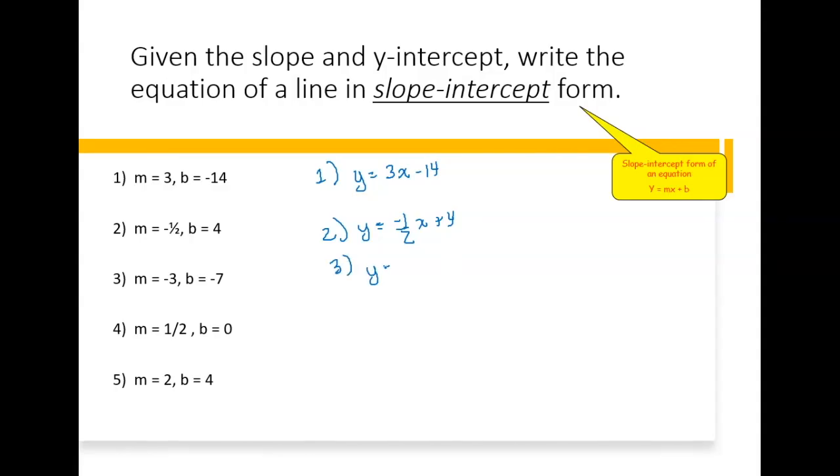3. Y equals negative 3x minus 7. Number 4, y equals 1/2 x plus 0. So you can just rewrite this as 1/2 x, because plus 0 is just going to disappear, right? So y equals 1/2 x. And then number 5, y equals 2x plus 4.